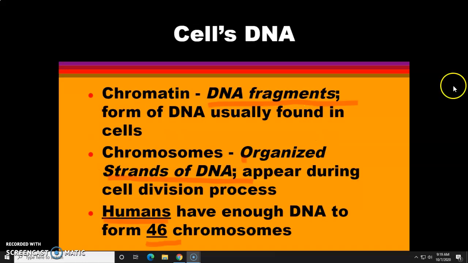And then you have the DNA. Now, chromatin, those are DNA fragments. And then you have chromosomes, and those are organized strands of DNA, and they only get organized when it's time to do the cell division process. And as humans, we have enough DNA in every cell to form 46 chromosomes.